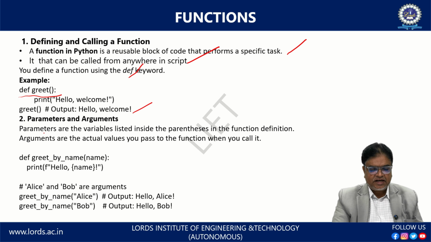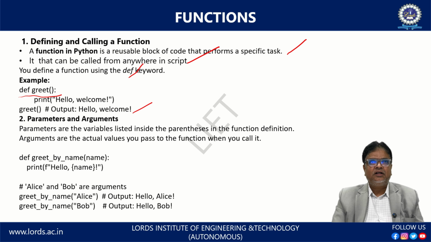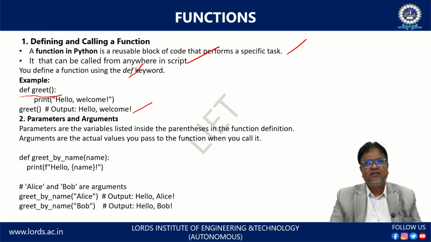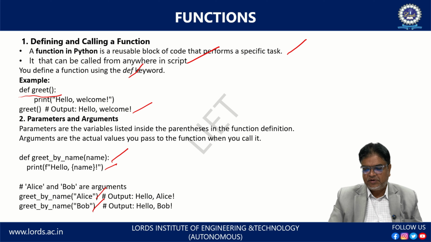Then the second topic, parameters and arguments: defining a function using parameters and arguments. Parameters are the variables listed inside the parentheses in the function definition. Arguments are the actual values you pass to the function when you call it. So this is how we are defining a function. Then we are writing the print statement, and passing the arguments here. We are passing the argument Alice, and here we are passing the argument Bob. So the output will be hello Alice and hello Bob. However, we will see this in the practical implementation in more detail.